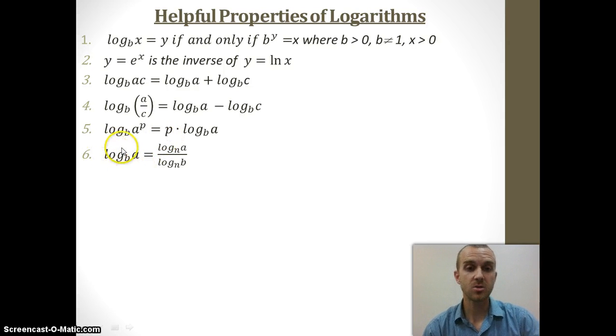And if you have an issue where you're not sure about how to find the log of a with the base b, you can always find a common log and do the log of a over the log of b. And you can use any log, log base 10, log base 2, even natural log if that helps. So let's look at two basic simplifications.